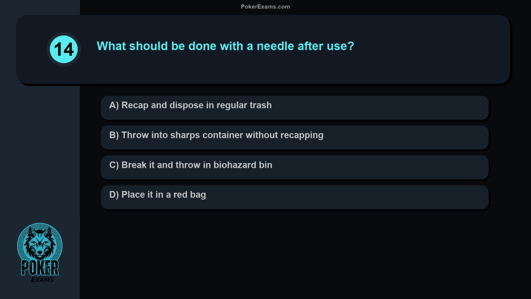Question 14. What should be done with a needle after use? Recap and dispose in regular trash. Throw into sharps container without recapping. Break it and throw in biohazard bin. Place it in a red bag.